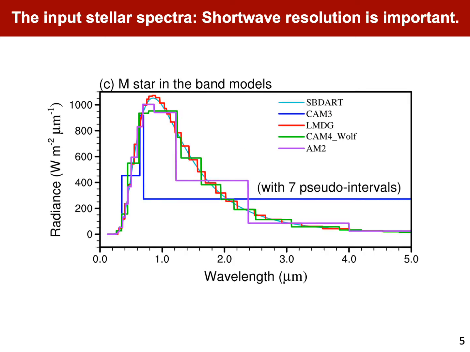Besides the difference in longwave, there are also large differences in the shortwave. These figures show the stellar spectra as a function of wavelength. As you can see, in CAM3 and AM2, the resolution of the stellar spectra is very low. This can influence the shortwave absorption by water vapor, so the resolution of the stellar spectra is very important when considering the radiative transfer of water vapor.